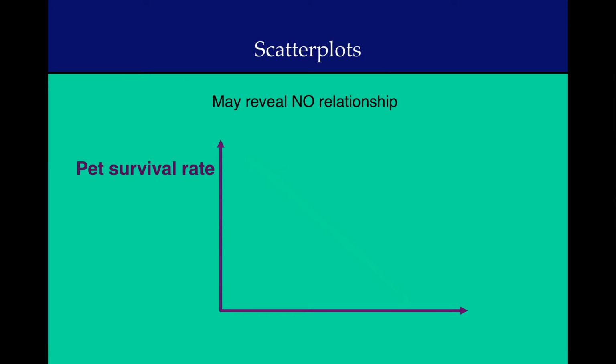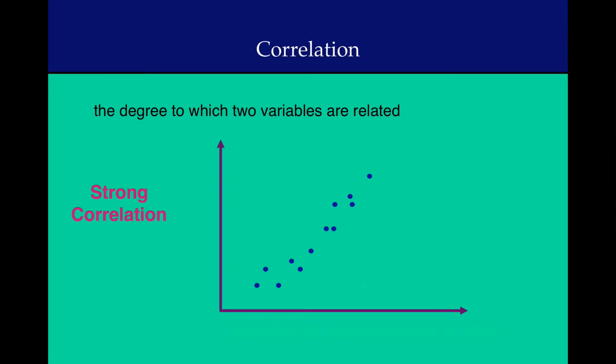Or it may reveal no relationship. Here's the pet survival rate against the number of veterinarians in the hospital service area. No relationship there. Correlation is something about the degree to which two variables are related. Here is a strong correlation. These two variables are very closely correlated. This is a more moderate correlation. This is quite a weak correlation. I think you can see some correlation, but it's pretty weak. And this is no correlation.